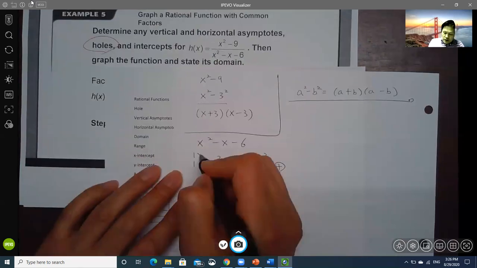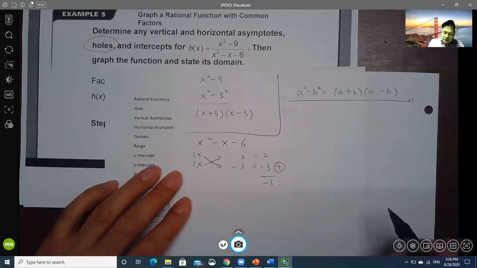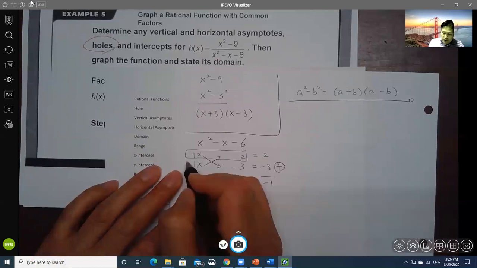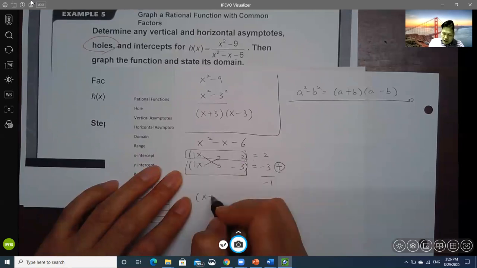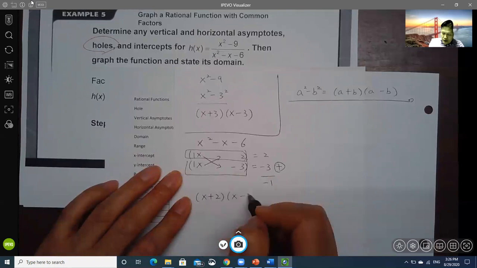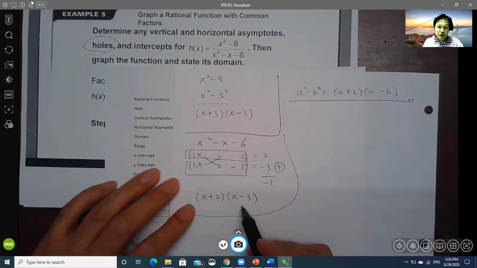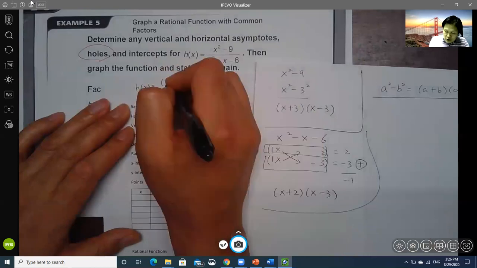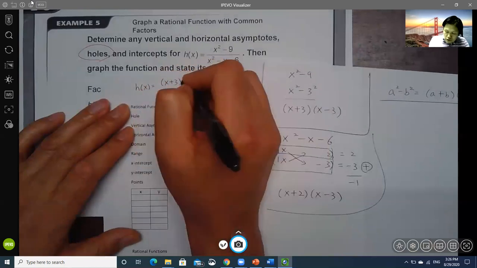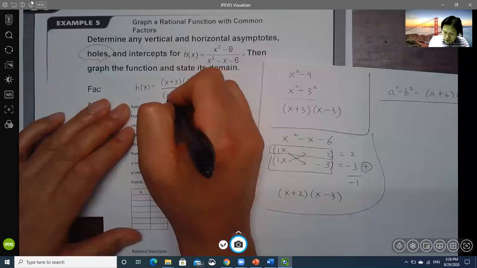So x times x becomes x squared. Top floor, bottom floor. Put the parentheses, write it down: x plus 2, parenthesis, x minus 3, parenthesis. So that's the factoring of the denominator. So I factored it. h of x is equal to x plus 3, x minus 3, all over x plus 2, x minus 3.